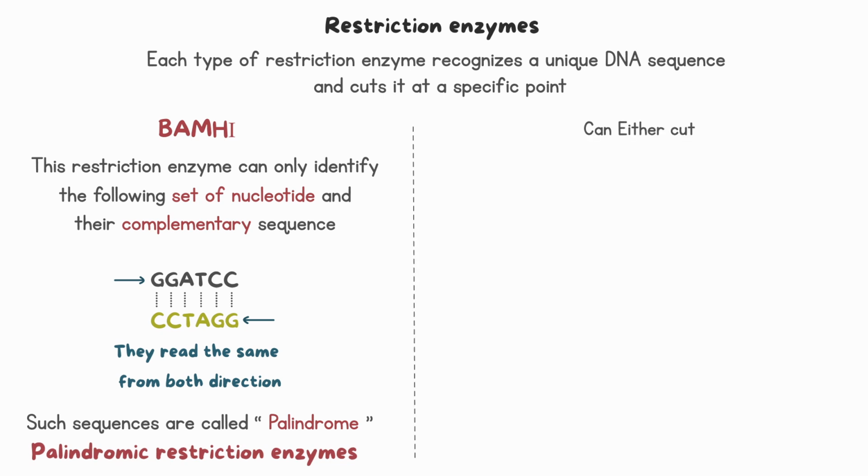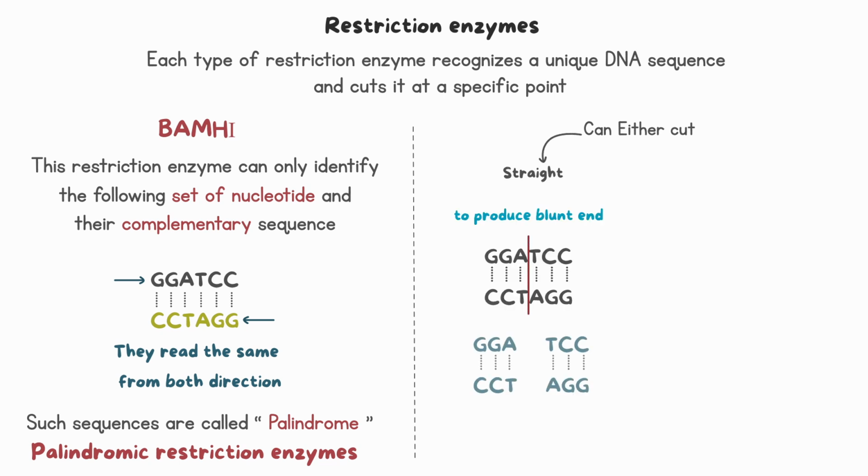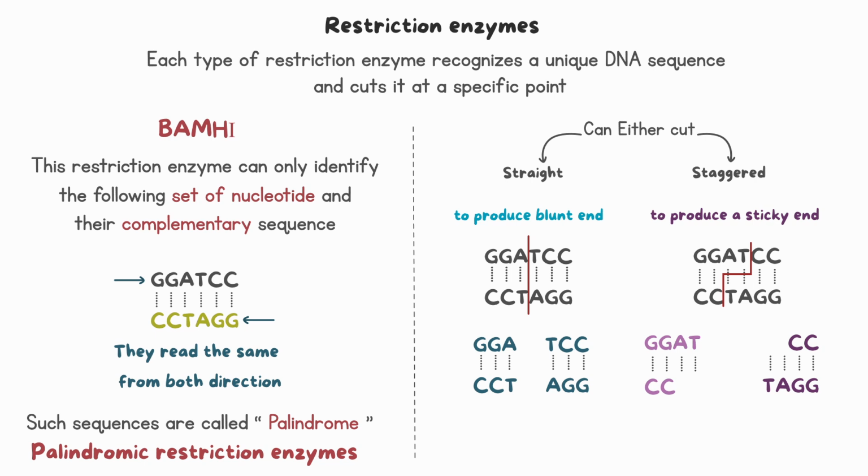Restriction enzymes can cut the DNA in two different ways, either a straight cut to produce blunt ends or a staggered cut to produce sticky ends. Sticky ends are especially important in genetic engineering because they leave free nucleotides exposed and ready to bind with another DNA fragment cut by the same restriction enzyme.